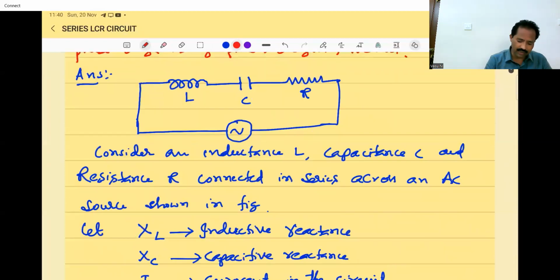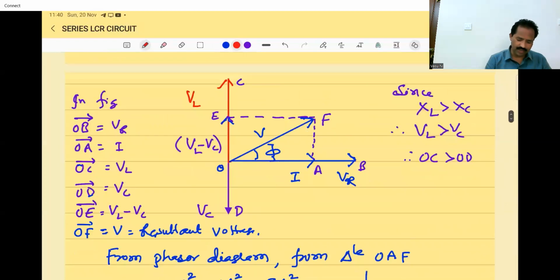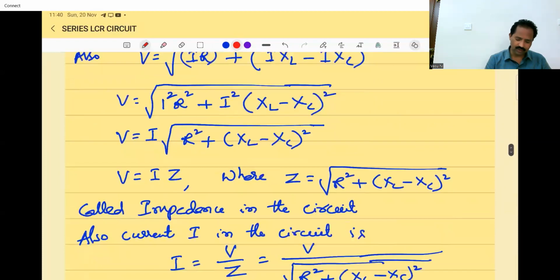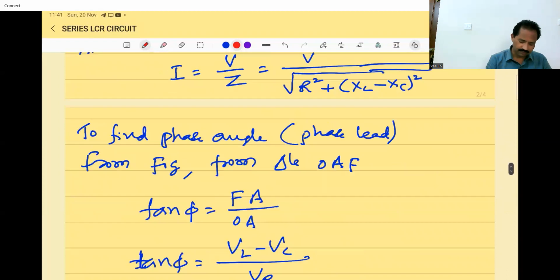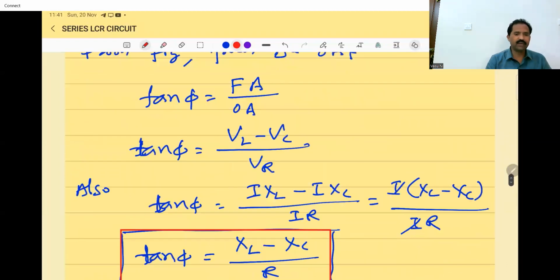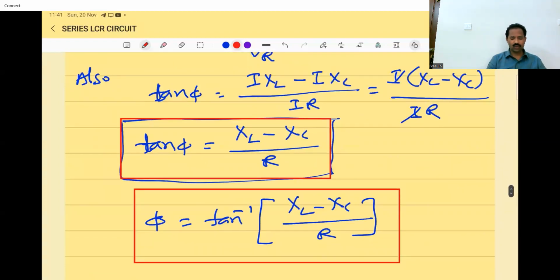So this is the circuit diagram, this is the phasor diagram. In this phasor diagram, you learned the derivation for impedance Z, the derivation for current, and the equation for phase angle. If you write all of this fully, you may get around 5 marks.